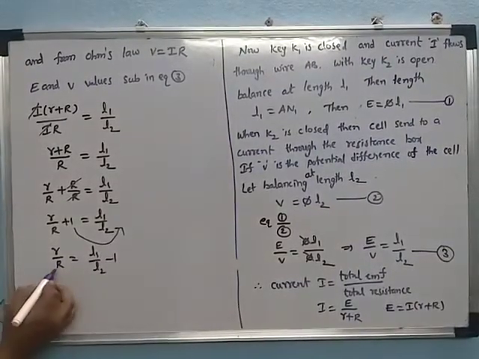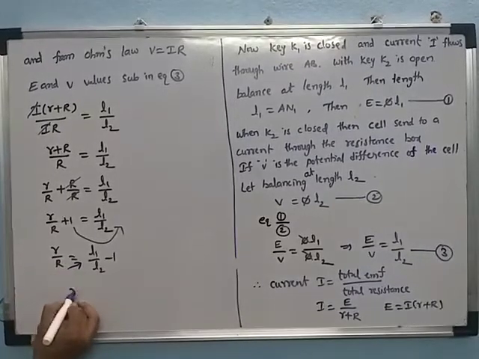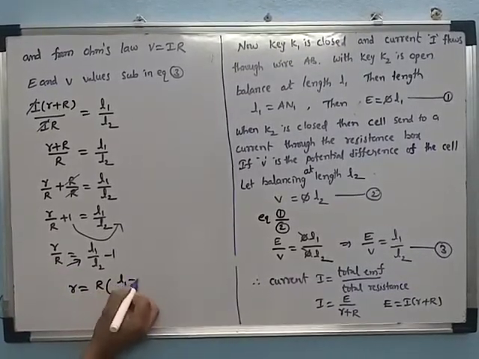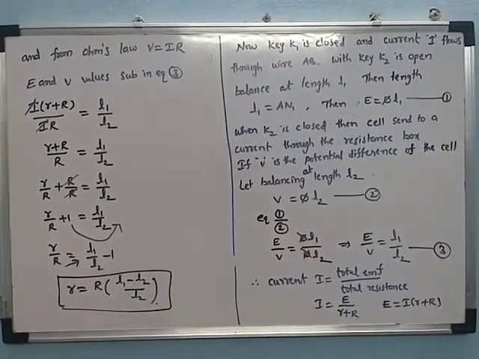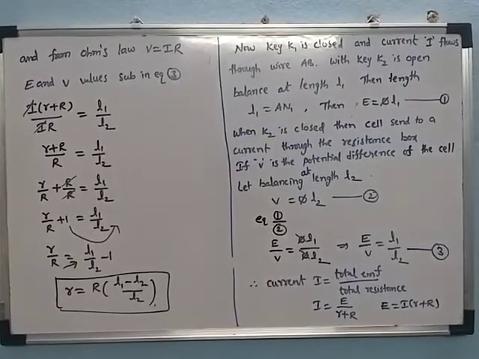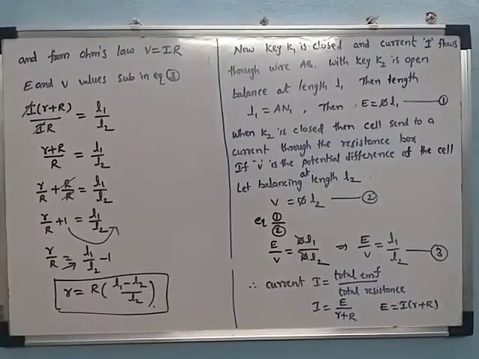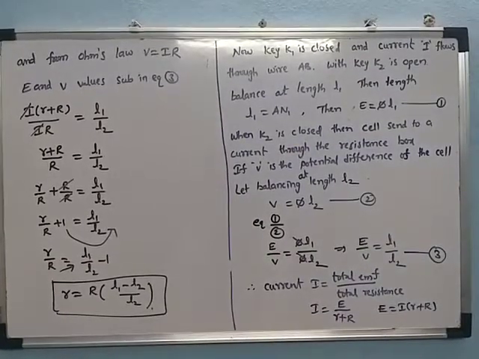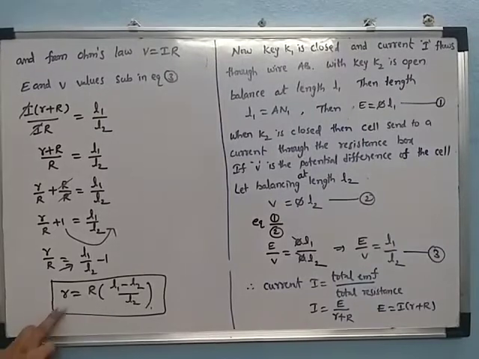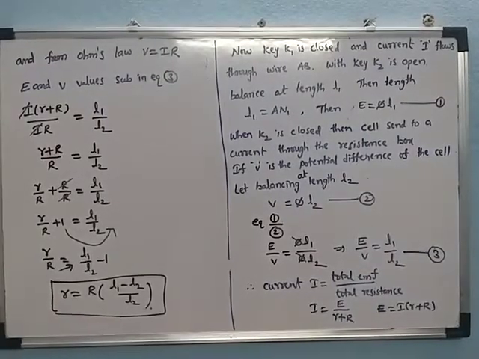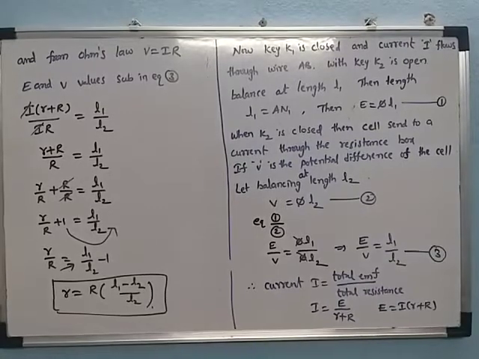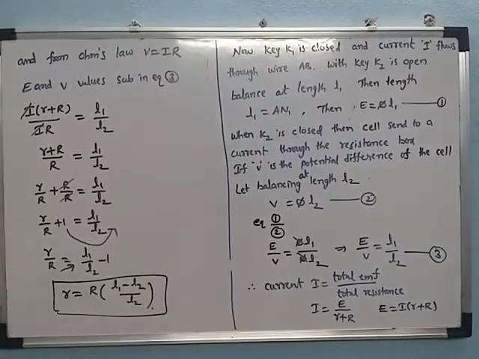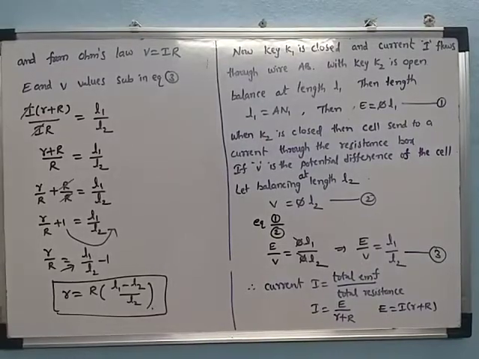Now take the LCM, and capital R can be taken by cross multiplication. Small r is equal to capital R into L1 minus L2 by L2. This is the formula for the determination of internal resistance of a cell using a potentiometer. Small r is the internal resistance, L1 and L2 are the balancing points or balancing lengths, and capital R is the external resistance.